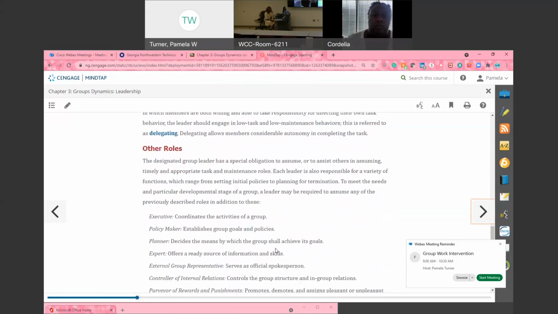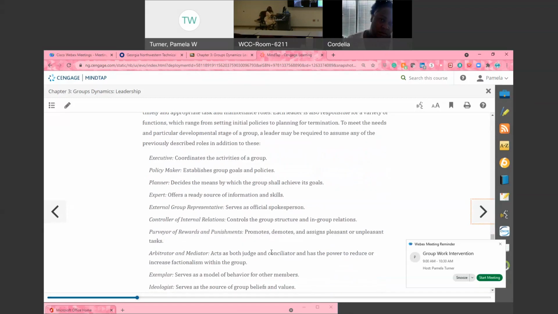Okay. Other roles. The designated group leader has a special obligation to assess others in assuming timely and appropriate maintenance roles. Each leader is responsible for a variety of functions. However, at different stages of the group, a leader may be required to assume some of the other group roles. An executive, like I've got to get things done. A policymaker, establishing the goals and policies, the planner, the expert, external group representation.